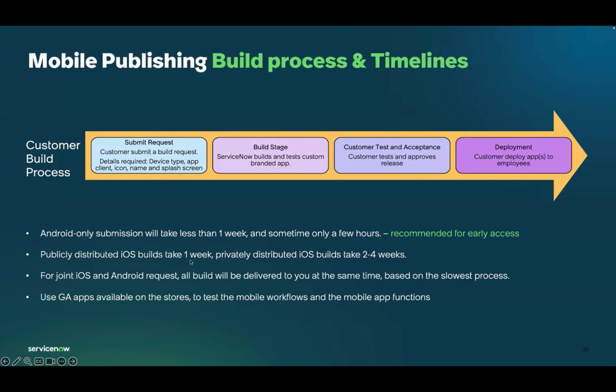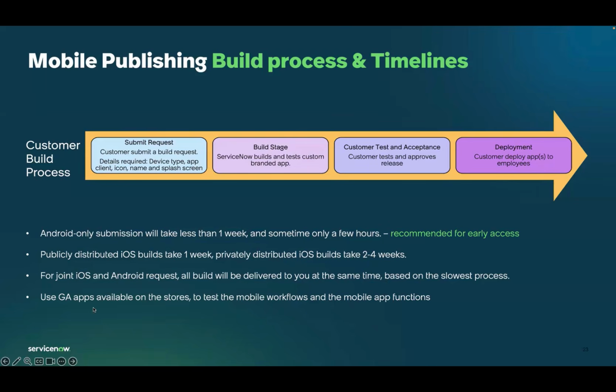And it may take 1 week for a publicly distributed channel, and if it is privately distributed, it might take up to 2 to 4 weeks. Again, based on the Apple App Store policies, because they also involve human testers, so it may take some time. But if you submit both Android and iOS, then it will be delivered based on the slowest process, and that would obviously be iOS, and you will get it delivered at the same time.